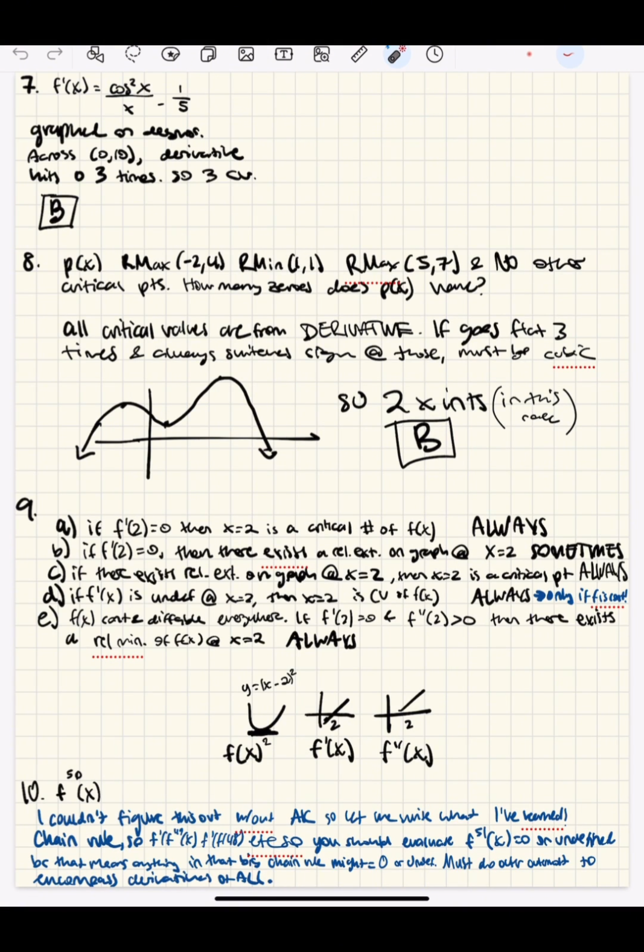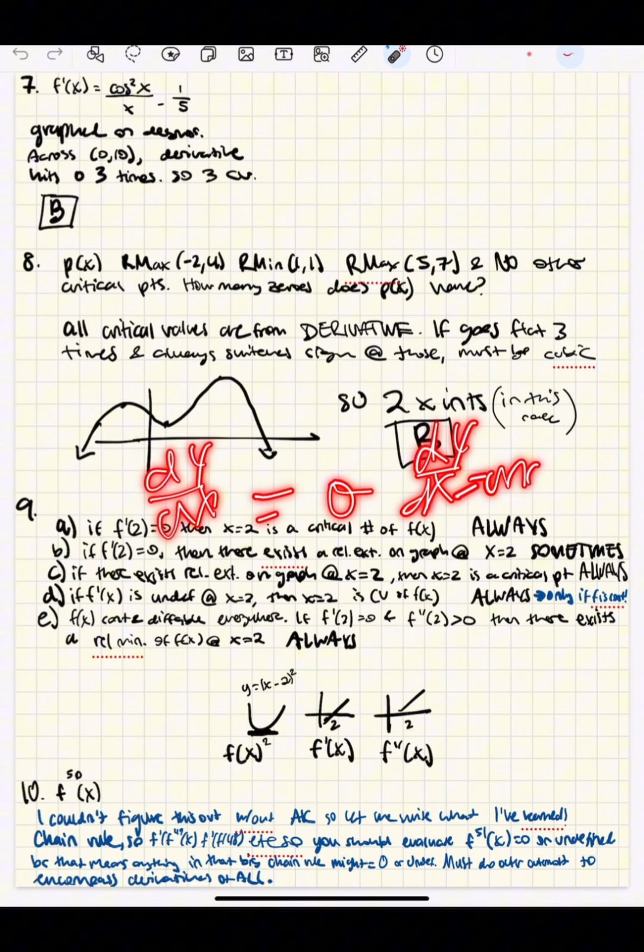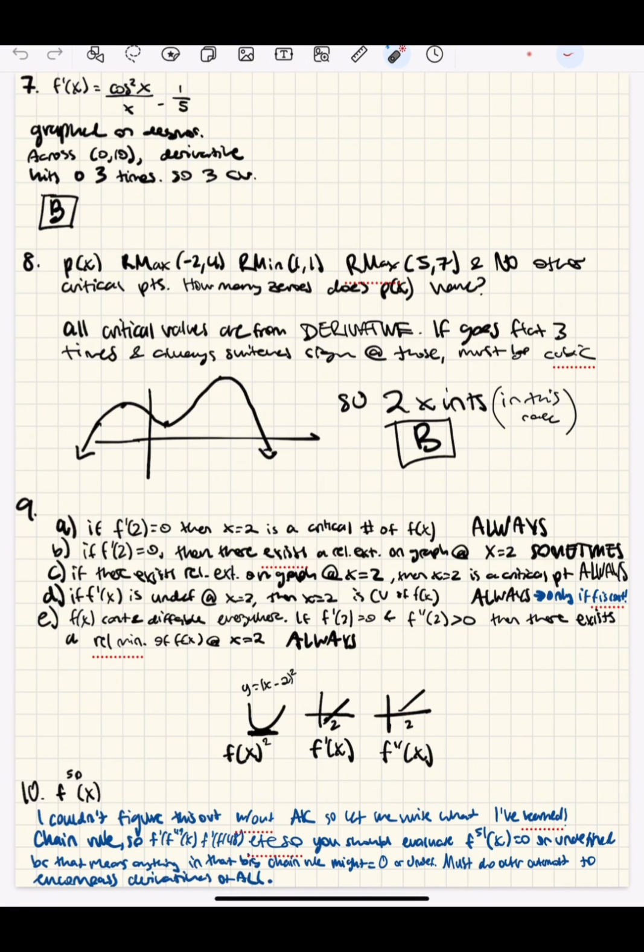So 9a says, if f prime of 2 is 0, then x equals 2 is a critical number. So this is always true because that's the definition of a critical number. It is not the definition of a relative minimum or maximum, but for a critical number, all it needs to be is the zeros of the derivative, or, of course, when the derivative is undefined. So when dy dx equals 0, or when dy dx is undefined, is when it is a critical number, a critical point, or critical value. Any of those mean the exact same thing. So this is going to be always.